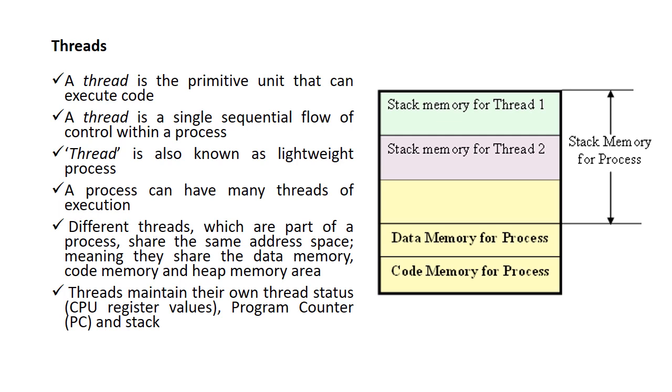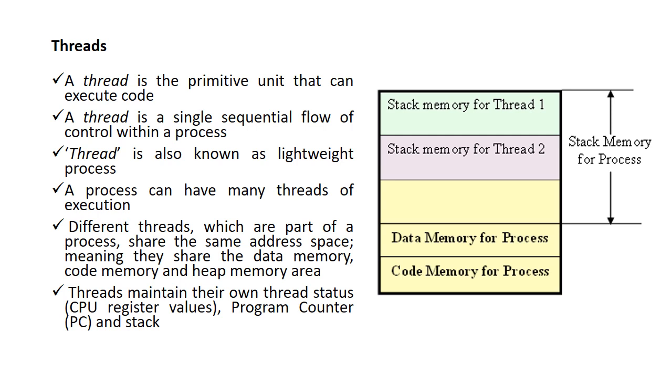Different threads which are part of a process share the same address space, meaning they share the data memory, code memory and heap memory area. Threads maintain their own thread status, that is CPU register values, program counter, stack and stack pointer. So a process can have multiple threads. Now what is a process? A process is a program under execution, and it can have multiple threads, where a thread is a basic unit that can execute code, a single sequential flow of control within a process. So there can be many independent threads.